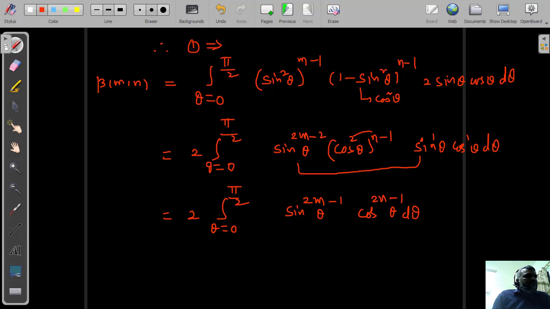Okay, so this is my proof for this second property. Hence the result is proved. Now we will discuss one more property, property number 3 of a beta function.